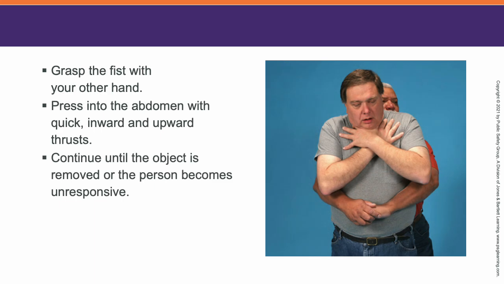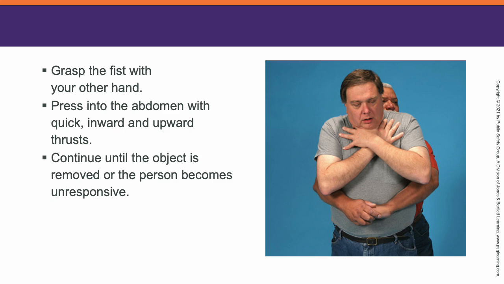Then you're going to grasp that fist with the other hand. When you perform the thrust, you're going to press into the abdomen, so pull towards you, in and up in a fast motion. Okay, it's not a soft thing, it's a pretty quick thing. You're going to continue to perform those thrusts until the object comes out or until the person becomes unresponsive.